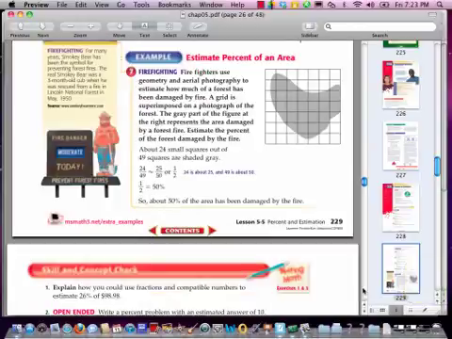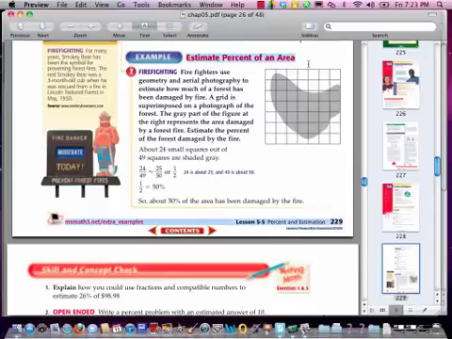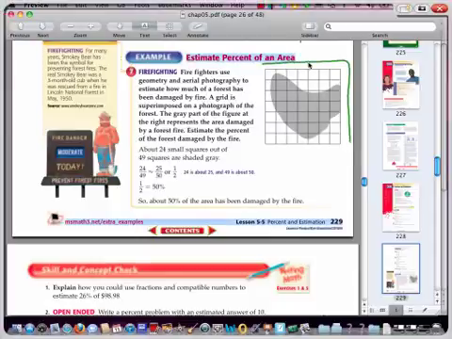And let's take a look at this last sample here. This is pretty common stuff that people would do something with, grid systems, and try to figure this stuff out. So this is what they're kind of trying to show you, something that's like real life. So they say firefighters use geometry and aerial photography to estimate how much of a forest has been damaged by fire. So in this example here, we've got a 1, 2, 3, 4, 5, 6, 7 by 1, 2, 3, 4, 5, 6, 7. A 7 by 7 grid.